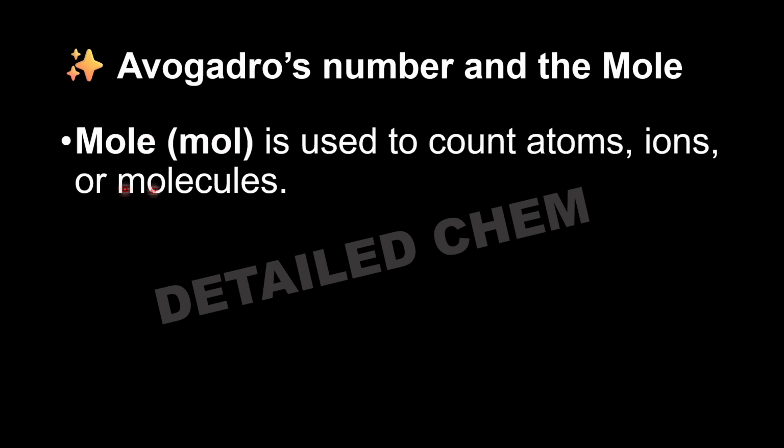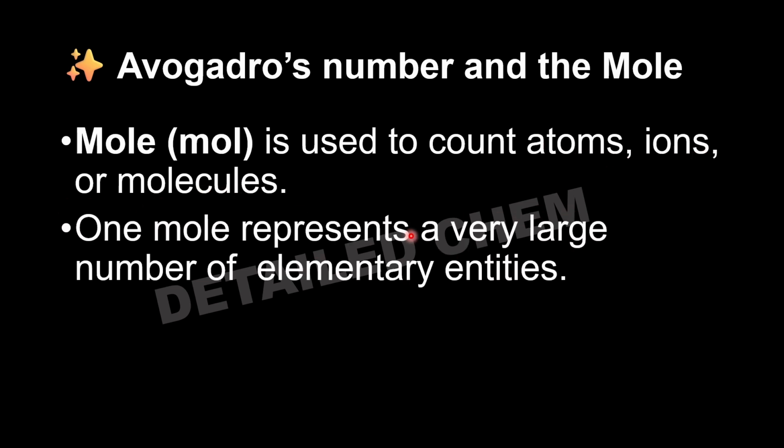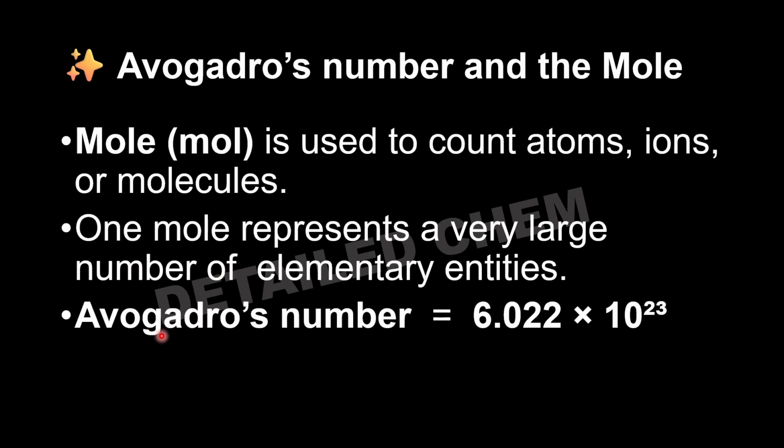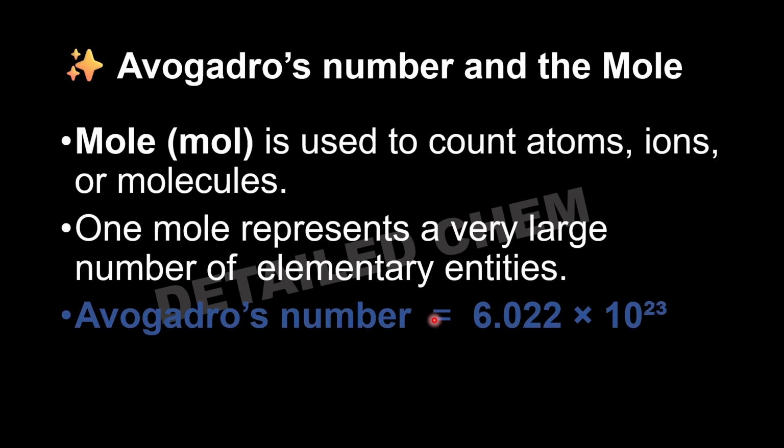And the mole is used to count atoms, ions, or molecules. These are what we call elementary entities. And 1 mole represents a very large number of elementary entities. This very large number is what we call Avogadro's number, which is equal to 6.022 times 10 to the power of 23. It is important for us to remember this constant number because it is very helpful for us to arrive at the correct answer later.